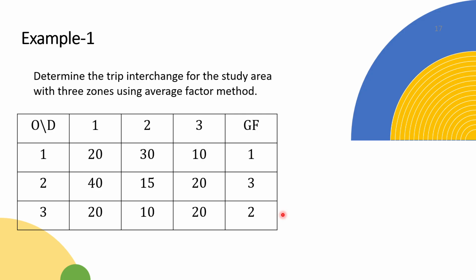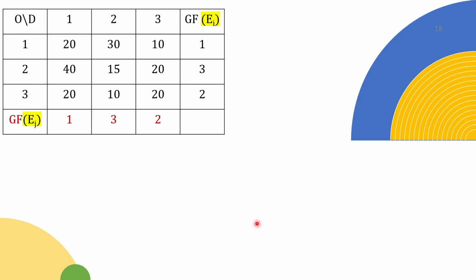So let's see how we can do this. In this particular example, we are asked to determine the trip interchange, meaning we have to find the OD matrix for the study area with 3 zones using the average growth factor method. Here the growth factor GF is given, and the OD matrix is given as 20, 30, 10, 40, 15, 20, 20, 10 and 20. The growth factor for zone 1 is 1, zone 2 is 3 and zone 3 is 2. So we mark the growth factors Ei and Ej as 1, 3, 2, 1, 3, 2.